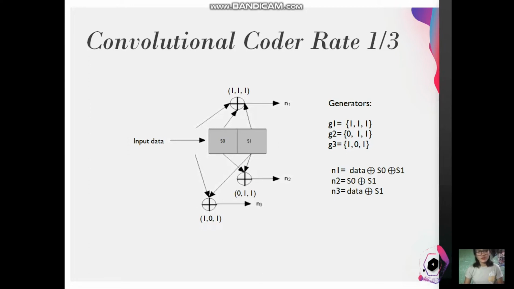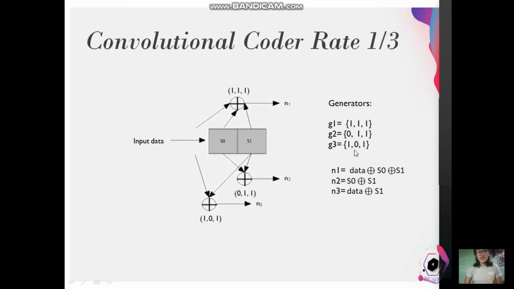Let's say, for example, G1 stands for these links here. It is 111 because it connects to the input and the output of the two modulo 2 adders. If this is our G1, then our N1 will be equal to data XOR S0 XOR S1. For G2, it is 0, 1, 1 because it is only connected to S0 and S1. This means that G2 is not connected to the input. With that, our N2 will be equal to S0 XOR S1.